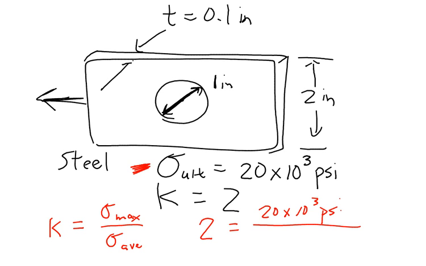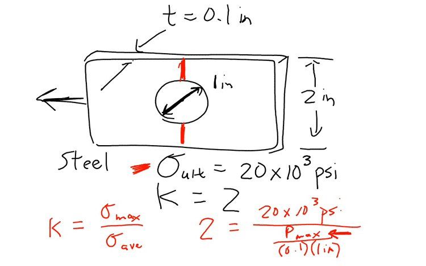What is the sigma average? The sigma average is the average stress at the weakest point. That's right there at the hole. Right? So sigma average is going to be equal to whatever force P I'm going to apply over the area at that point. What is the area at that point? It's thickness, 0.1, times that distance, 2 inches minus 1 inch. That's 1 inch. Okay? Notice that the only unknown there is P max. You're going to solve for P max, and that would be the largest force you could apply.